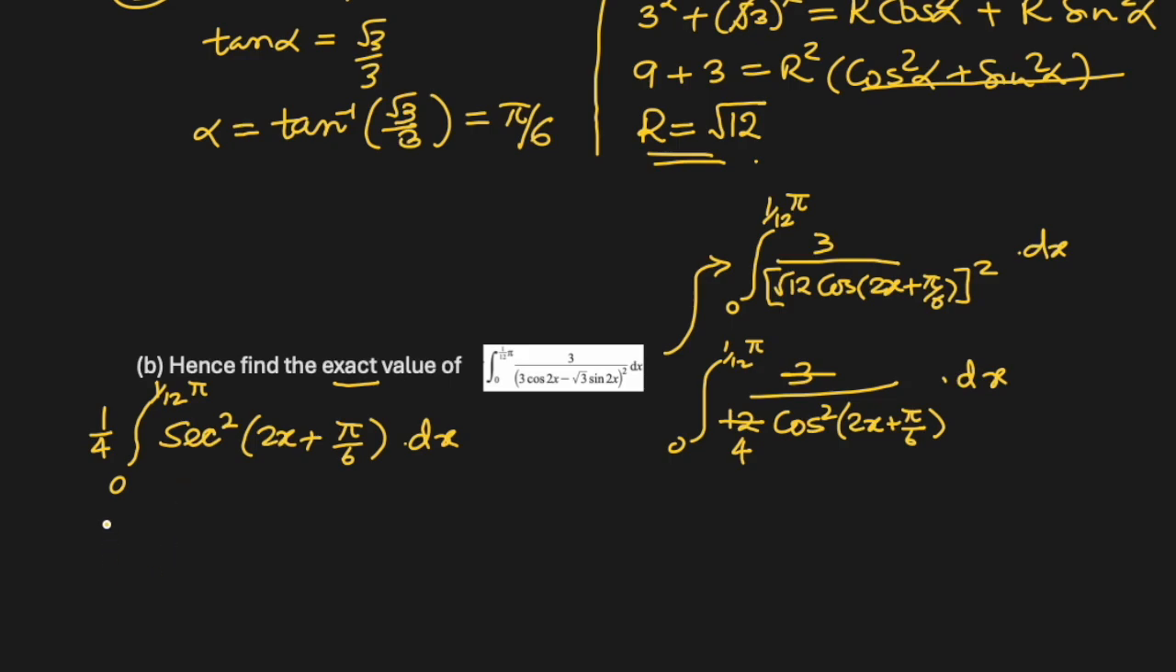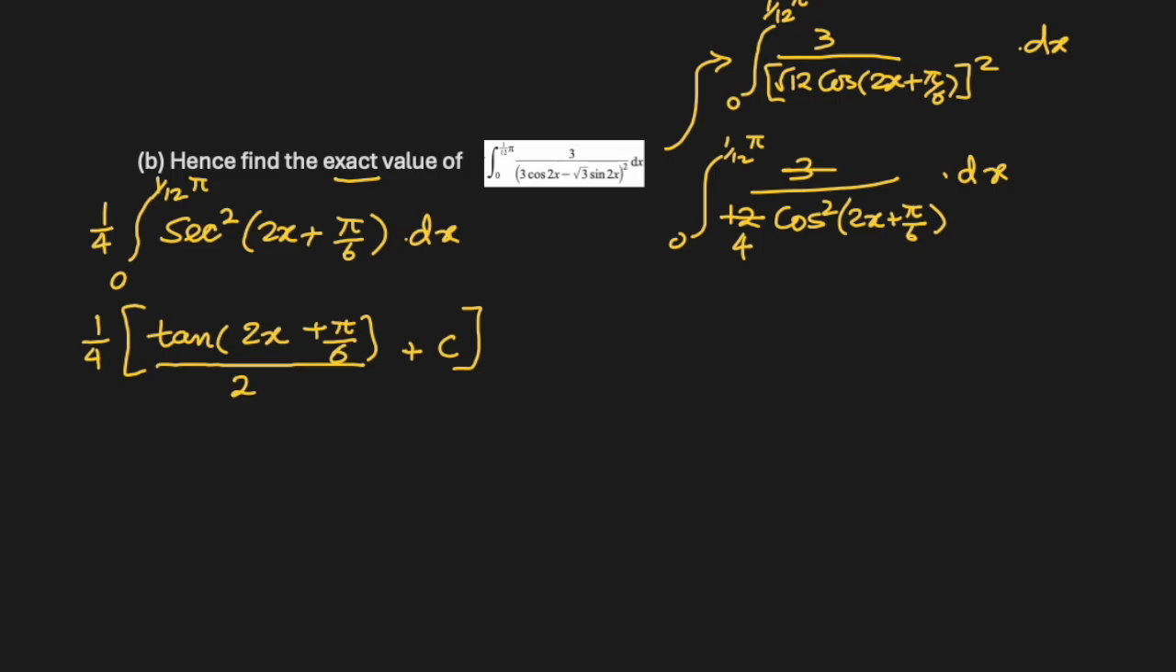The integration of secant square is tan. So it will become 1 over 4 tan of 2x plus pi over 6 divided by the differentiation, not integration, differentiation of the angle, which is just 2. Because differentiation of 2x is 2 and differentiation of pi over 6 will be 0. And we will write plus c. Okay, and now we have to evaluate this, which we can do easily. So 2 multiplies with 4, so it becomes 1 over 8. And it was from where? 0 to 1 over 12 pi.